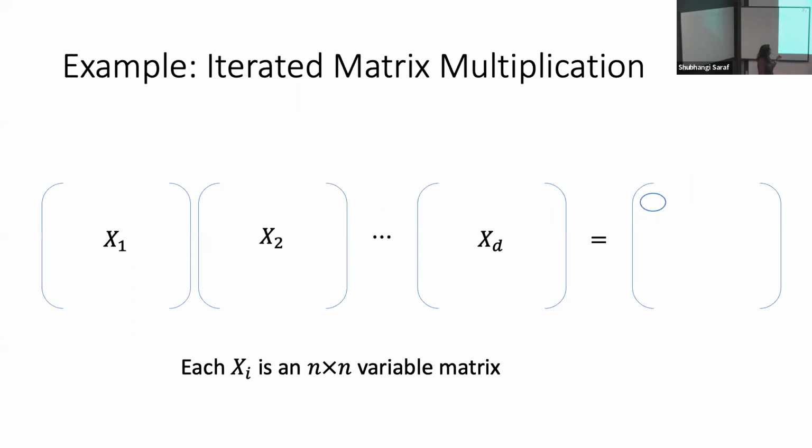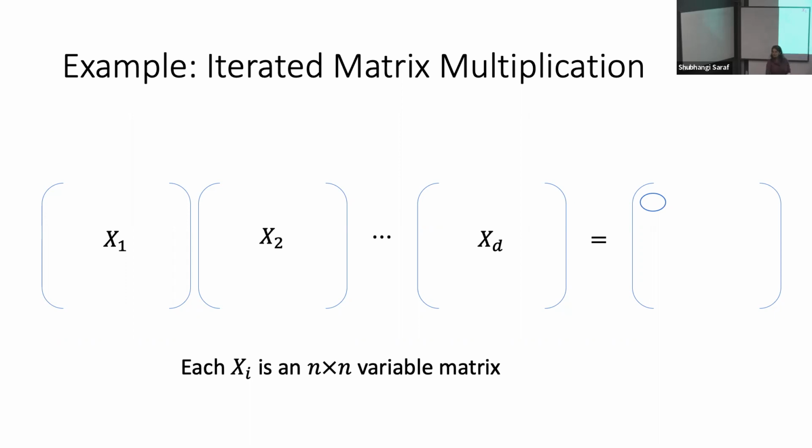It's the iterated matrix multiplication polynomial. So you look at d matrices. Each matrix is an n by n matrix. The x1 matrix has n squared entries, and these are all distinct variables. X2 is an n by n matrix, where each entry is a variable, but fresh n squared variables. So the total number of variables is d times n squared. And you look at the matrix product of these d matrices, and look at the 1, 1 entry of the output. That is a polynomial in all of these variables.